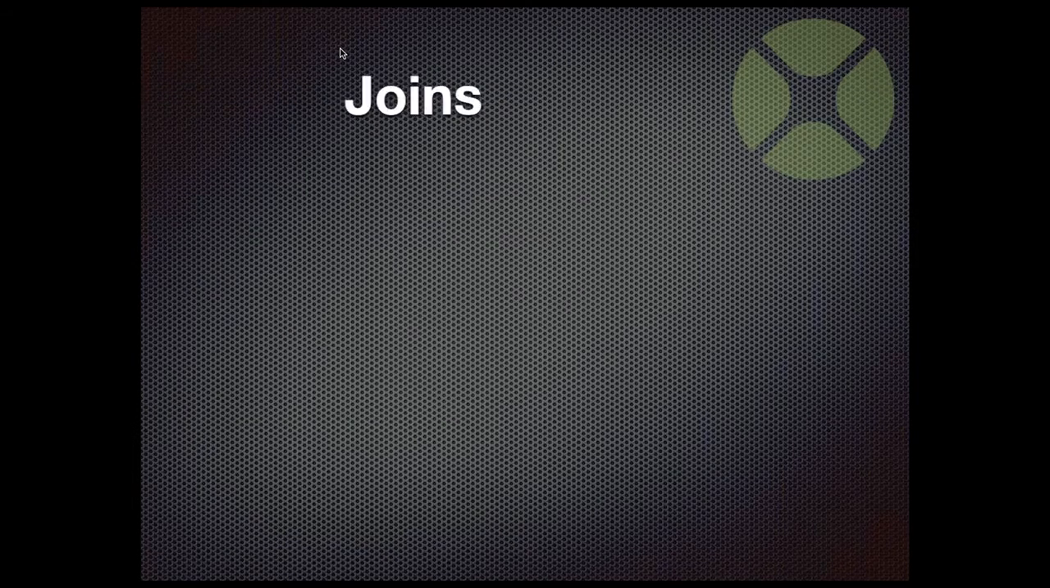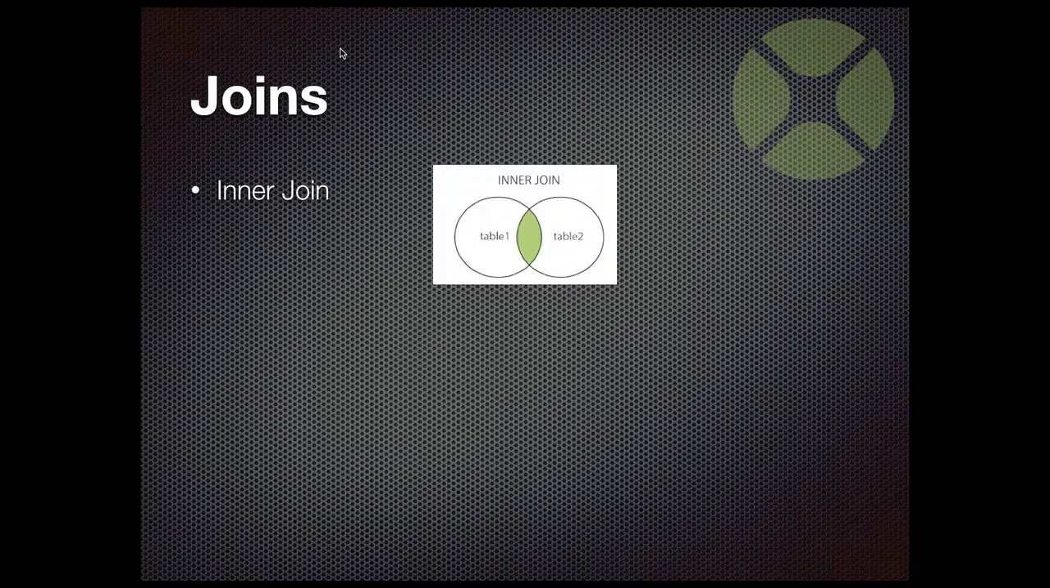So first, let's talk a little bit about joins. I mentioned there's an inner join. An inner join, when you connect two tables together, essentially gives you the data that is in both tables. So if you get a little picture here, you can see where the circles intersect is the data you get back if you did an inner join on your tables.